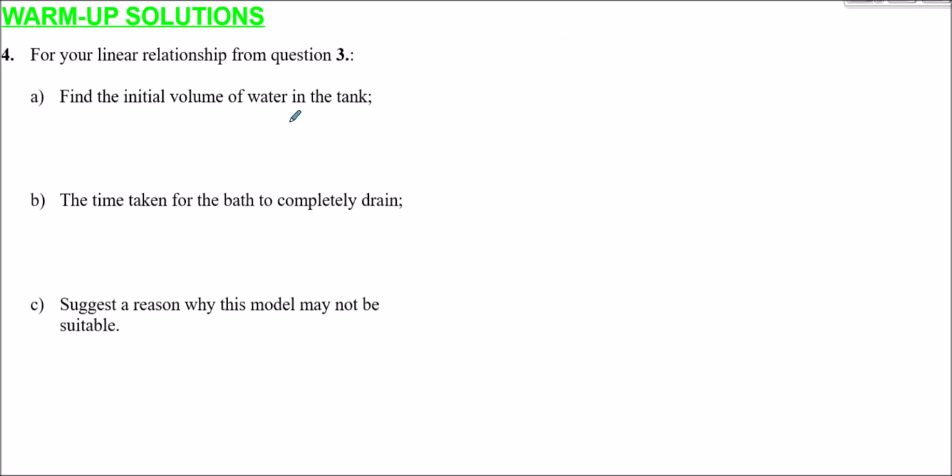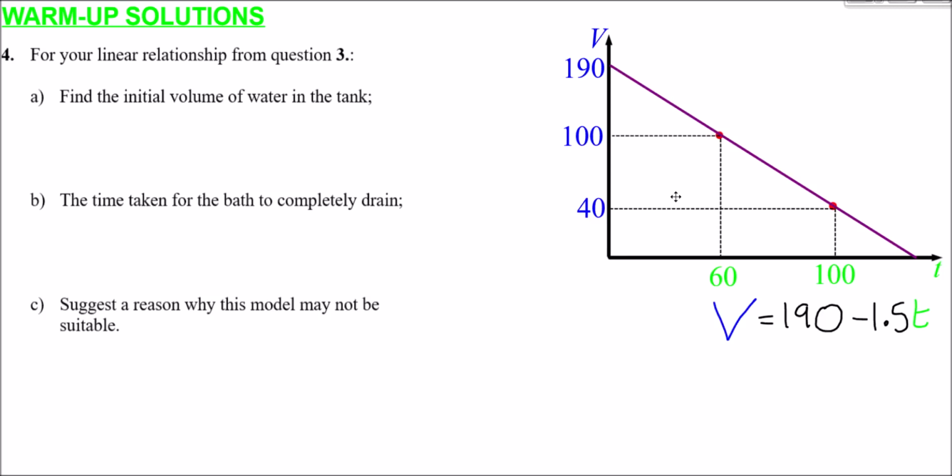So, for the linear model in question 3, find the initial volume of water in the tank. Well, going back to what we had, the initial volume is just the volume when the time is 0. So that's just interpreting what we did from question 3. So the initial volume is 190 litres. Before the plug was pulled, we had 190 litres of water.